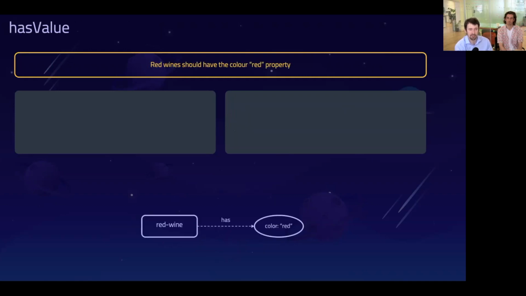Now, let's say we want to say red wines should have the color red property. This can be shown like so in OWL. And in TypeDB, we could simply say that if there is a type called red wine, it must also have the attribute of type color with value red. And that's an example of a rule in a TypeDB schema. This is a rule in TypeDB.